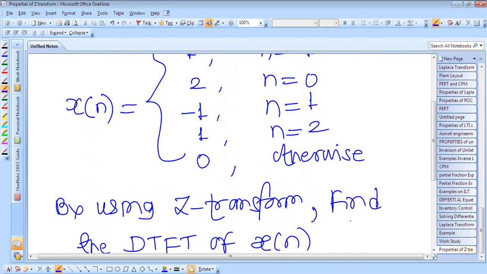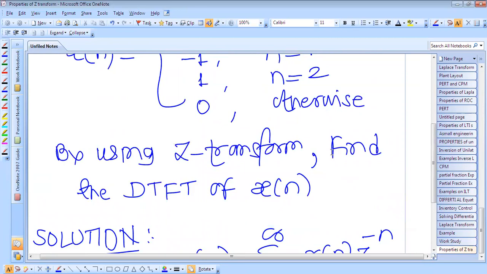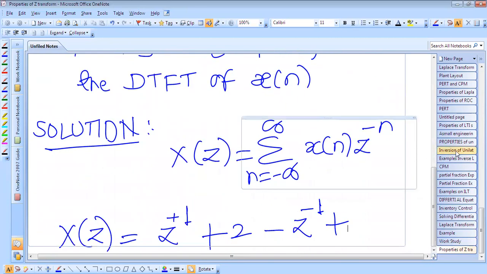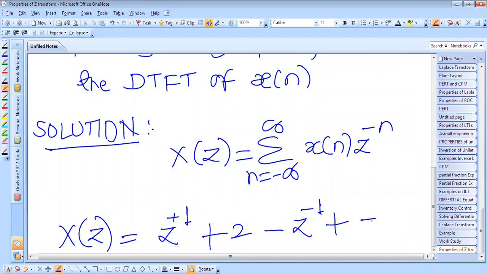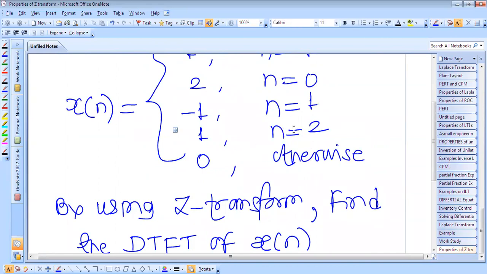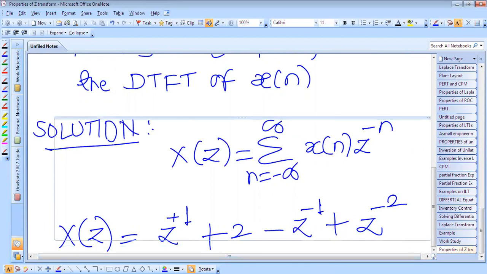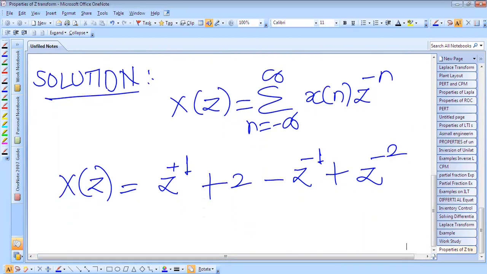Plus, now next is n is equal to 2. When n is equal to 2, what is x of n? It is 1. So we'll put n is equal to 2, x of n is 1. So this is 1 into z raised to power -2. So this is the Z transform of the given function.